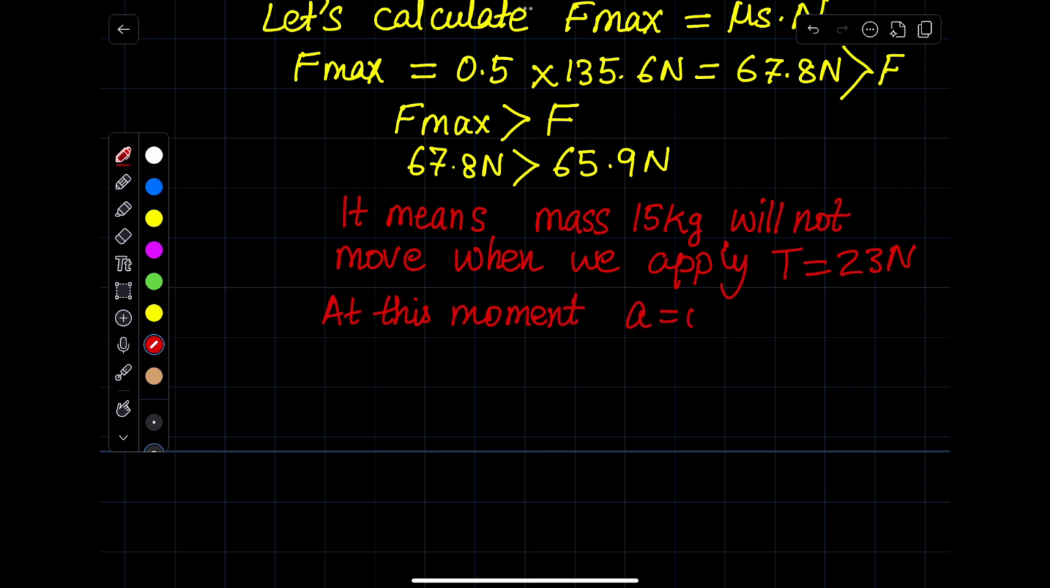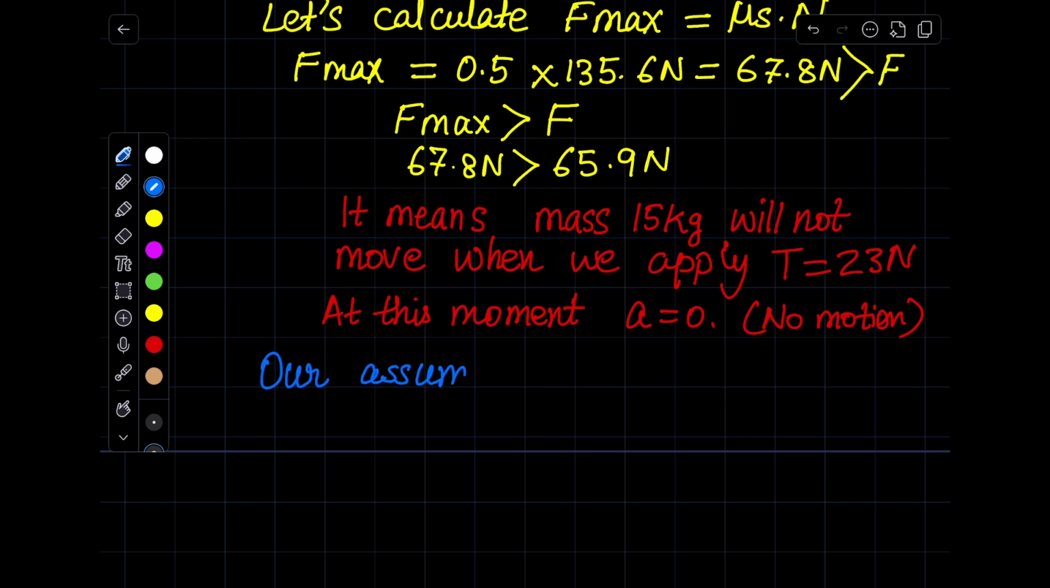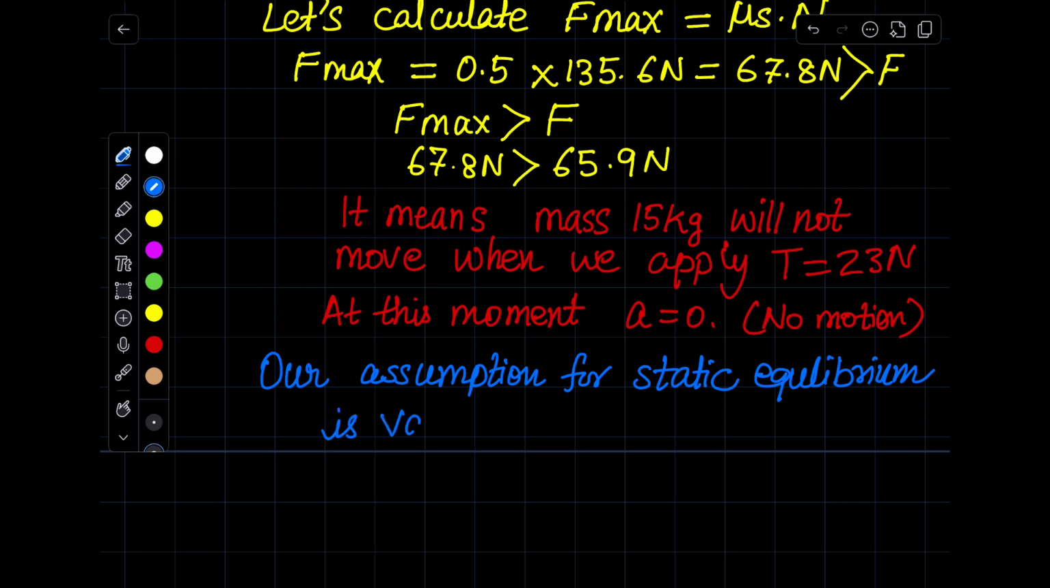So we will go for condition 2, where the tension in the cable is 26 Newton, and we will check again in the same way whether the box or block will move or not. So our assumption for static equilibrium is right. In static equilibrium, we wrote that Fx is equal to 0 and Fy is 0, right? So it means that the box or block is on the surface and it is not moving because of the static friction.